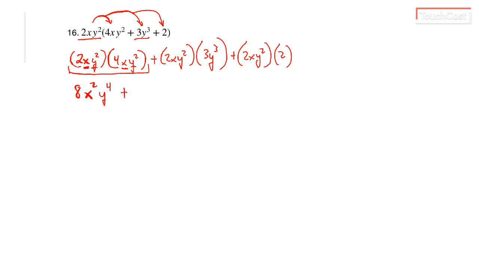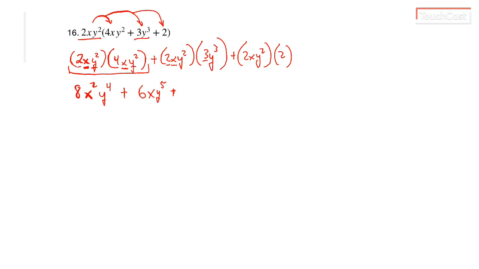So let's move on to the second one. First look at the coefficients, 2 and 3. 2 times 3 is 6. Now the x's, there's an x here, but there's no x in the second part of the term here, so we actually just copy the x down. And then it's y squared times y to the third, which is y to the fifth.